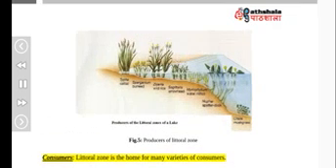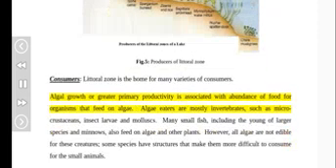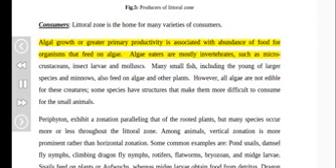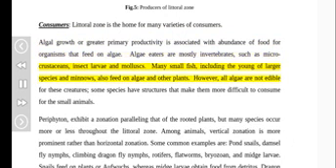Consumers. Littoral zone is the home for many varieties of consumers. Algal growth or greater primary productivity is associated with abundance of food for organisms that feed on algae. Algae eaters are mostly invertebrates, such as microcrustaceans, insect larvae and mollusks. Many small fish, including the young of larger species and minnows, also feed on algae and other plants. However, not all algae are edible for these creatures. Some species have structures that make them more difficult to consume for the small animals.